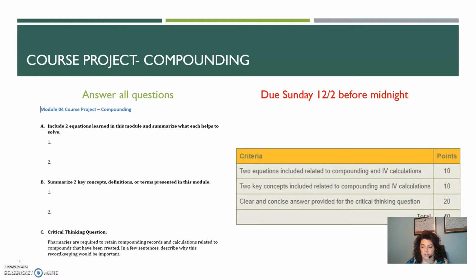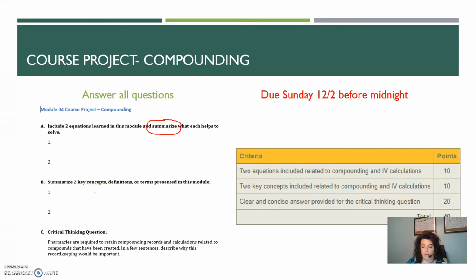Your course project looks very similar every week. I'm still having people not summarizing for the very first part, so make sure that you're doing that section. When you show your equation, make sure you're telling me what that equation is to get your full credit. For your concept or definition, make sure you're giving me a full concept or full definition. Do not just give me a SIG for this section. You're getting 10 points for this, so make sure you're getting full credit.